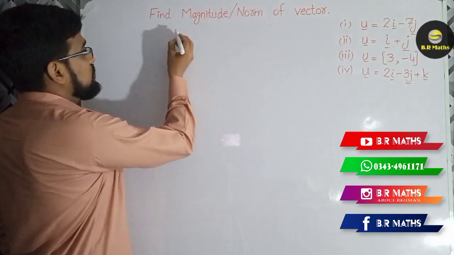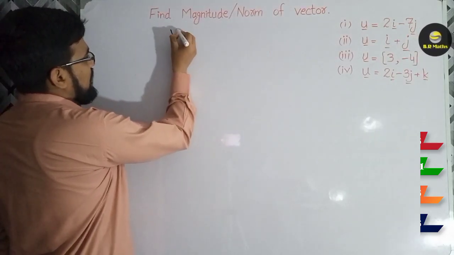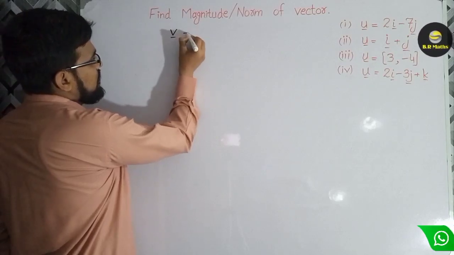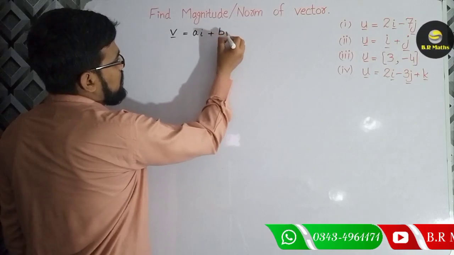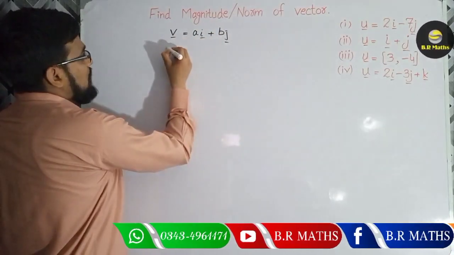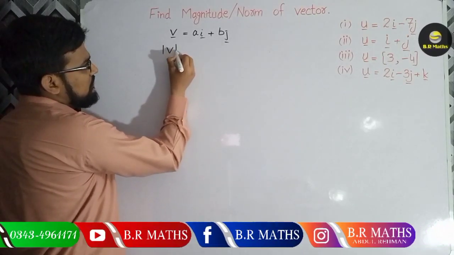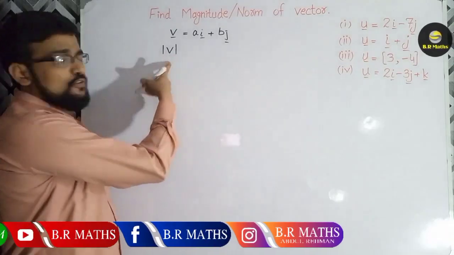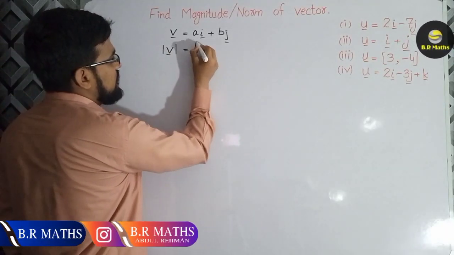Find the magnitude of a vector. Let's suppose a vector V is Ai plus Bj. Okay, so the magnitude of a vector is represented by this symbol, and the formula is this one.